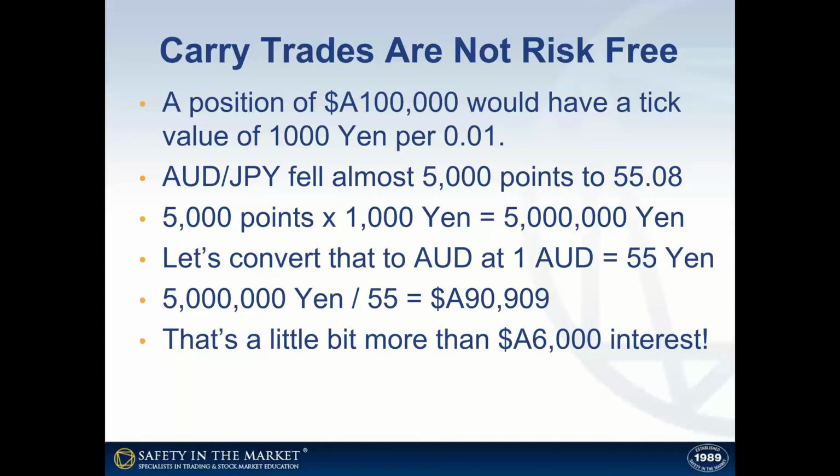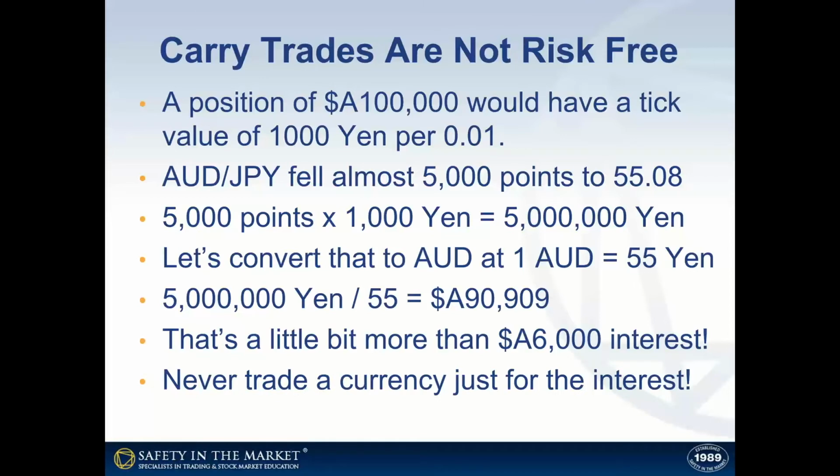They would say, well, over the course of the year, I think this is going to go up, so I'm happy to trade it without a stop loss, and I'll bank my $6,000 interest. And yay, there's a great return on my $500 margin. But again, as I said, if you lose on the currency exchange, you're going to lose a lot more than the interest. So the lesson here is never trade a currency just for the interest. Always, always, always use a stop loss order.